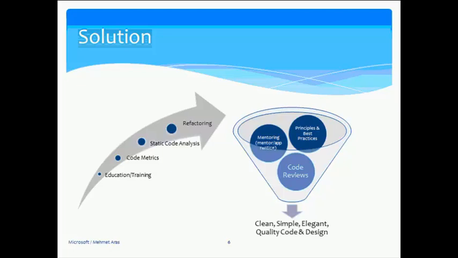Now, the first one is education and training. You need to be aware of the principles. You need to be aware of bad practices, anti-patterns, so that you can actually do something about it. Code metrics. You need to gain some sort of insight out of your code, right? Some sort of calculation, some sort of numbers that tell you whether your code is too complex, is it maintainable or not, so you can make some decisions. Static code analysis. Are you following best practices? Are you doing the things that you are supposed to do that are going to help you write code that's going to perform, that's going to be easy to understand and maintain?